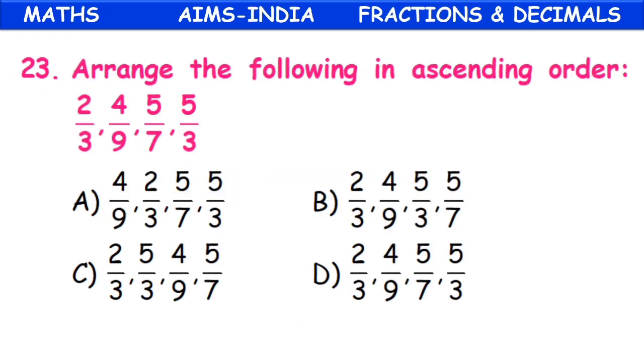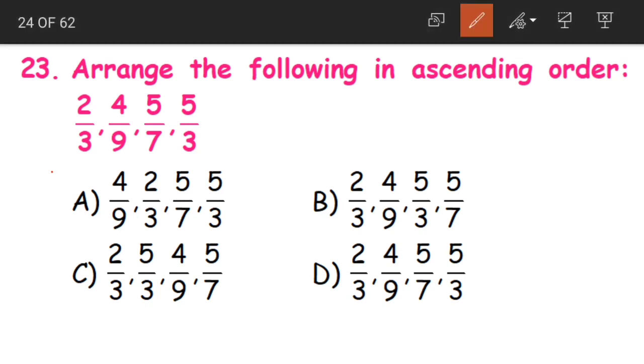Arrange the following in ascending order. What should we do, children? Here we are having 4 fractions, and we have to arrange them all in ascending order. Now how do we arrange given fractions in ascending order? To arrange them in ascending order, we have to compare, right?